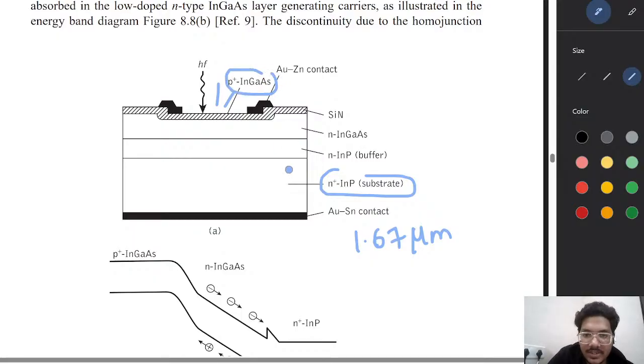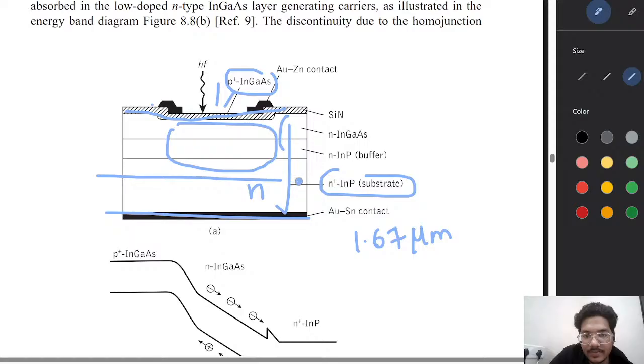So we can see this is the contact region. This is the N region, and this one is the P region. All this region is the N region, but this upper region is lightly doped compared to this one.